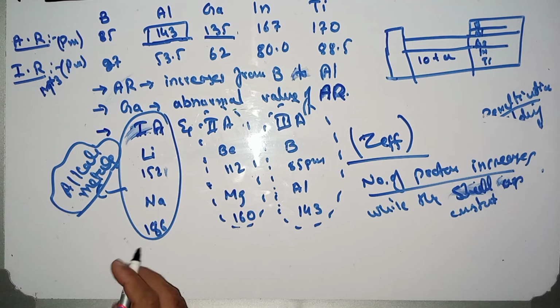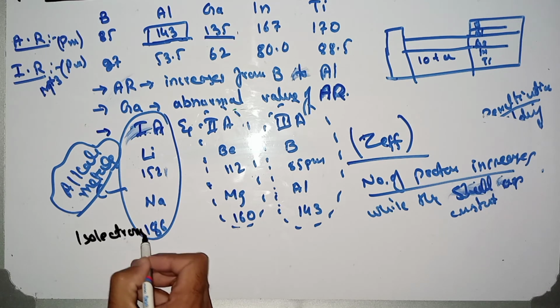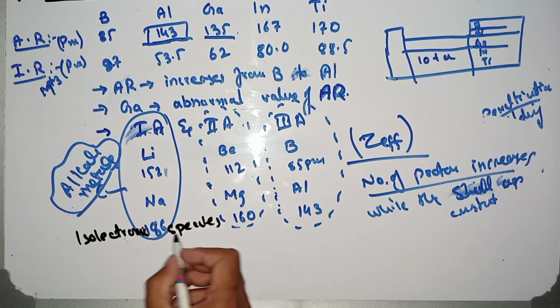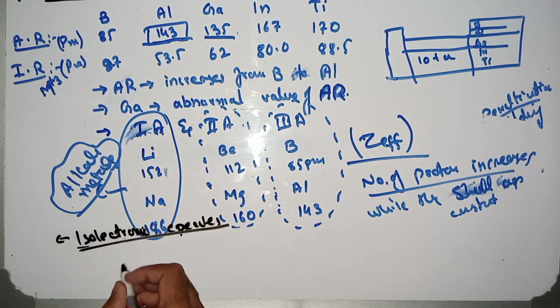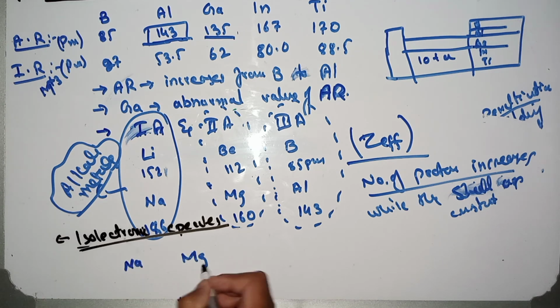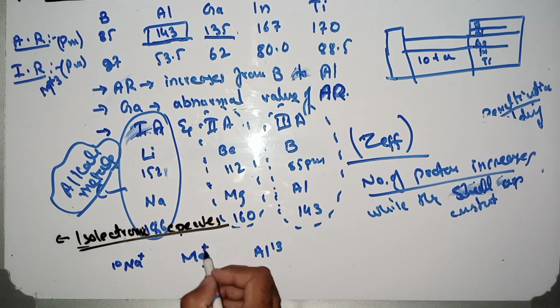Here in isoelectronic species, it means species in which electrons are the same. Iso means same, electronic means electrons. Sodium has atomic number 11, magnesium has atomic number 12, aluminium has atomic number 13. In each case the atomic numbers differ, and these are not isoelectronic species because the electrons are not the same. So when sodium has a plus charge, it has 10 electrons, while when Mg has a plus 2 charge, it means it has lost 2 electrons.